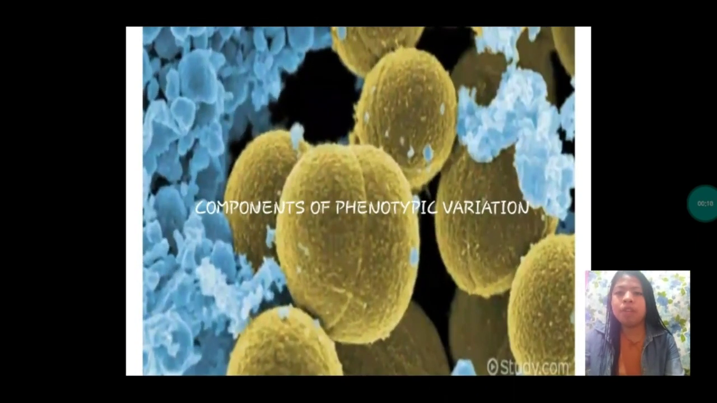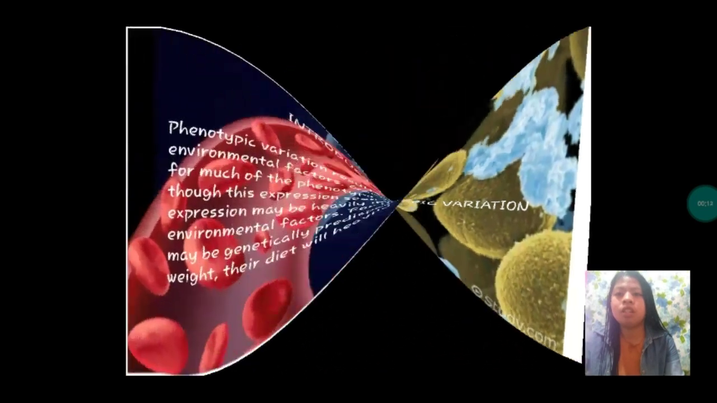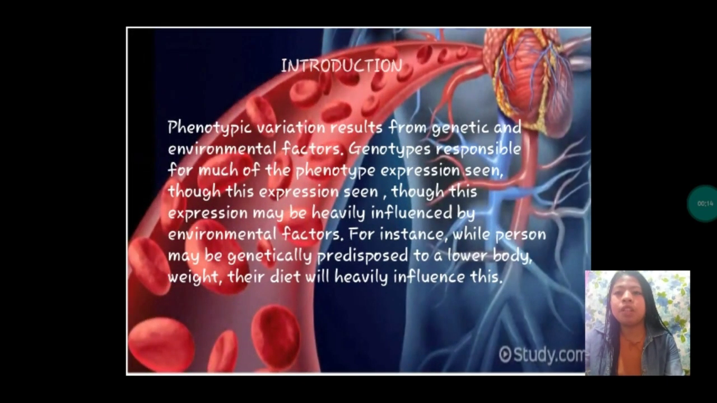Components of phenotypic variation. Phenotypic variation results from genetic and environmental factors. Genotypes responsible for much of the phenotype expression may be heavily influenced by environmental factors.